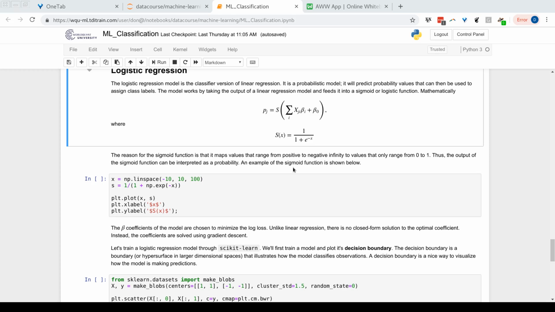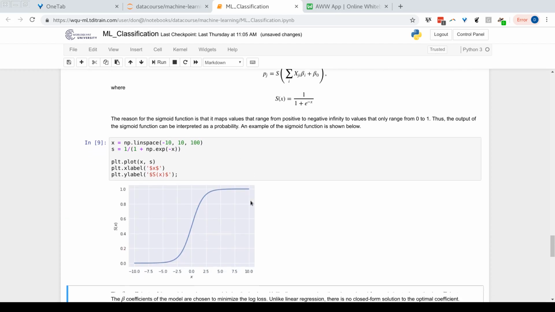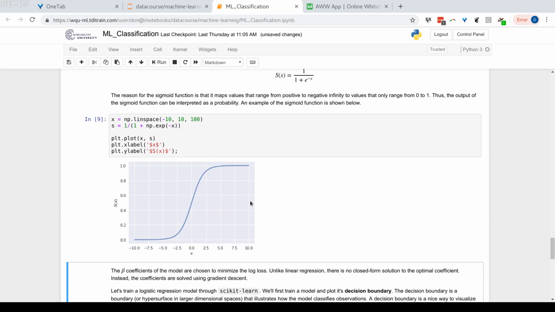So let's visualize this sigmoid function. We're going to plot the sigmoid function for values from negative 10 to 10. And there is our sigmoid function. That's where it gets its name. It has a shape that resembles an S.